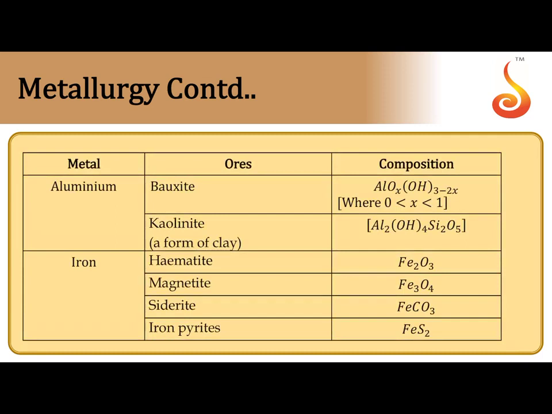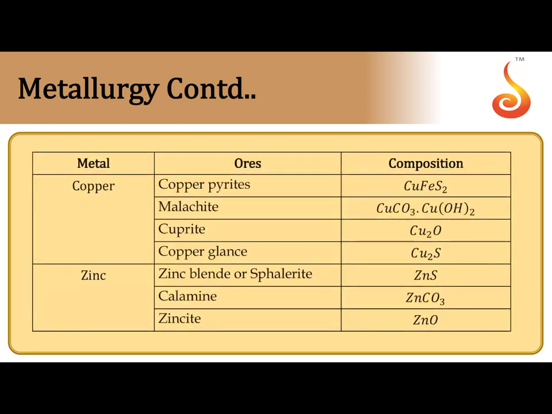So, you observe some minerals: aluminum, bauxite is the ore; iron, hematite, magnetite, siderite, iron pyrites, etc. Copper: copper pyrites, malachite, cuprite, copper glance. Zinc: zinc blende, ZnS, calamine, zincite.